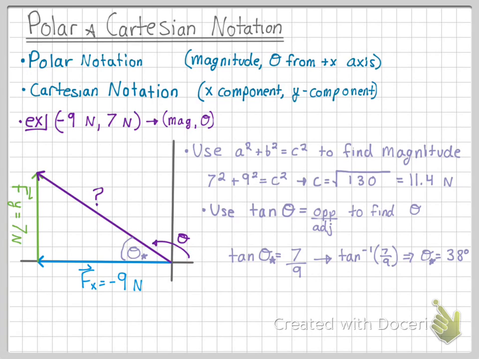We know that the angle between the positive x and the negative x-axis is 180 degrees. So in order to find our missing theta, we will want to do 180 minus theta star. And when we plug in theta star, we see that this theta value is equal to 142 degrees. So we are given an original Cartesian notation of negative 9 newtons, 7 newtons, and this, in turn, in polar coordinates, or polar notation, is 11.4 newtons, 142 degrees.